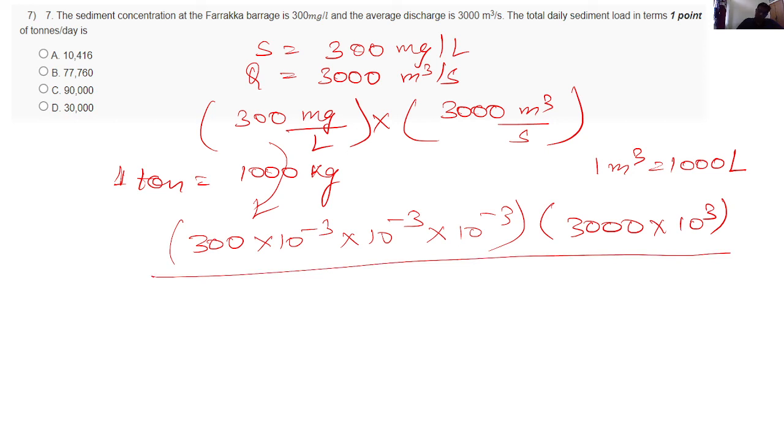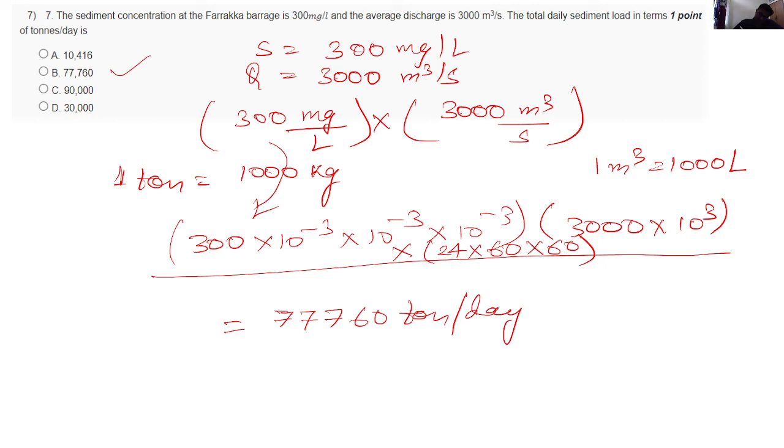Per day they want, so we have to convert per second into per day. For each day there are 24 hours, for each hour there are 60 minutes, and for each minute there are 60 seconds. So the final answer will come out to be 77760 tons per day. So this is option number B. That's the answer.